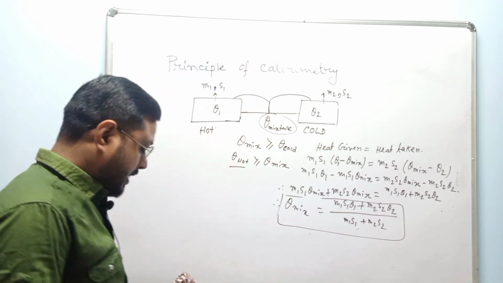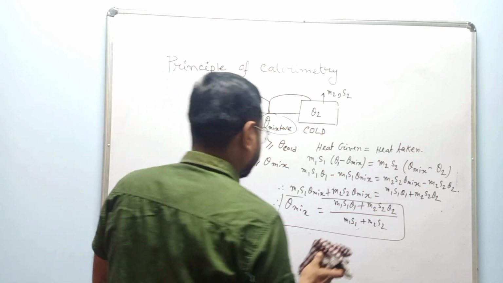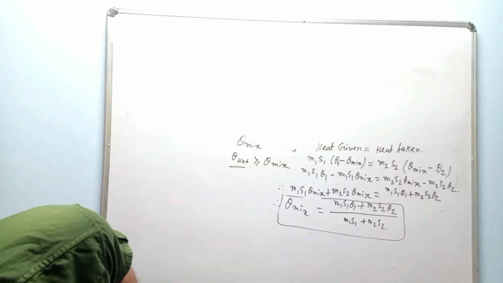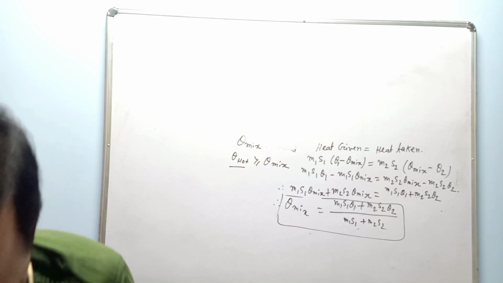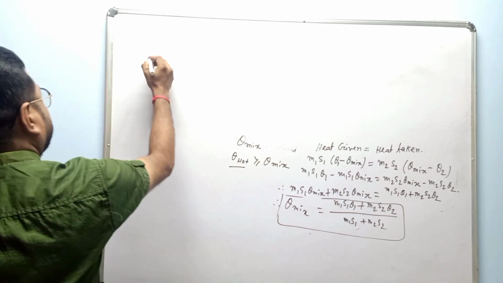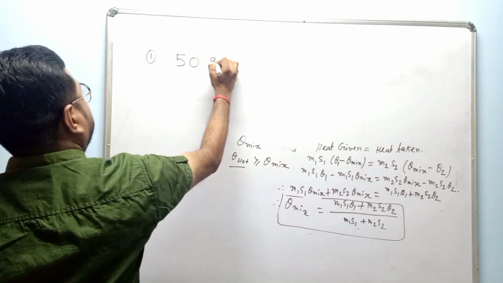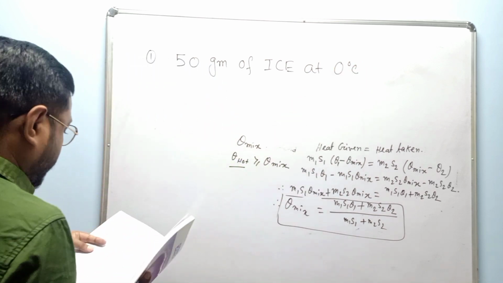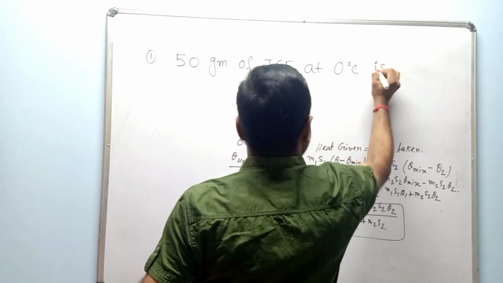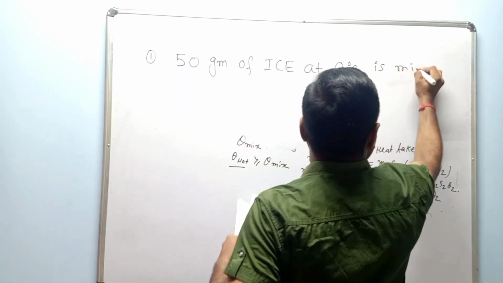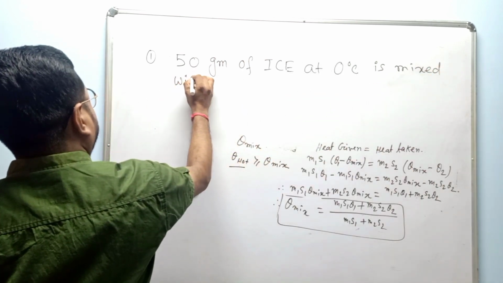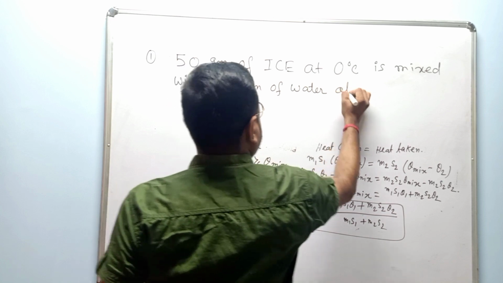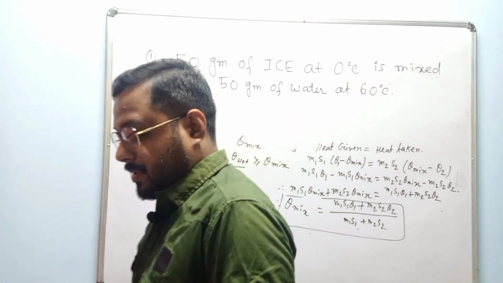Now we go with some numericals. Numerical number 1: 50 gram of ice at 0 degree centigrade is mixed with 50 gram of water at 60 degree centigrade. What will be the final temperature?